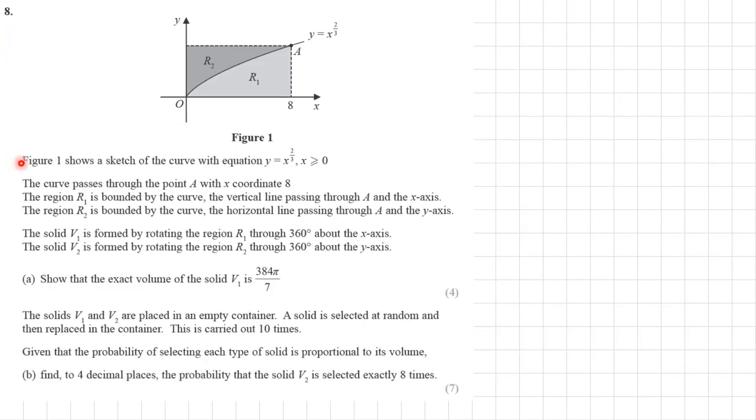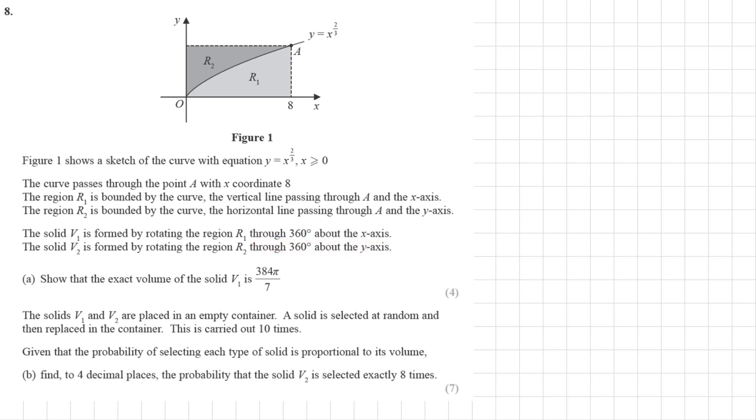Question 8. Figure 1 shows a sketch of the curve with equation y is equal to x to the power 2/3. The curve passes through the point A with x coordinate 8. The region R1 is bounded by the curve, the vertical line passing through A and the x-axis. The region R2 is bounded by the curve, the horizontal line passing through A and the y-axis. The solid V1 is formed by rotating the region R1 through 360 degrees about the x-axis.